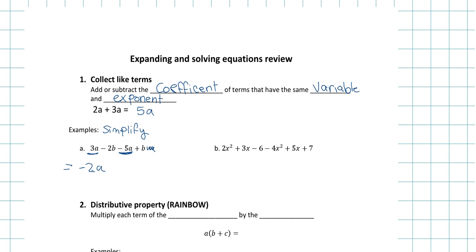And then what would be your other two like terms? Minus 2b plus b, so that gives me negative 1b or negative b. Remember, if there is no number, it's an invisible 1. So you have negative 2, you're adding 1, that gives you negative 1b. Okay, so can I simplify any more? No, that's it. That's the most simple form. There is no more like terms that I can collect.